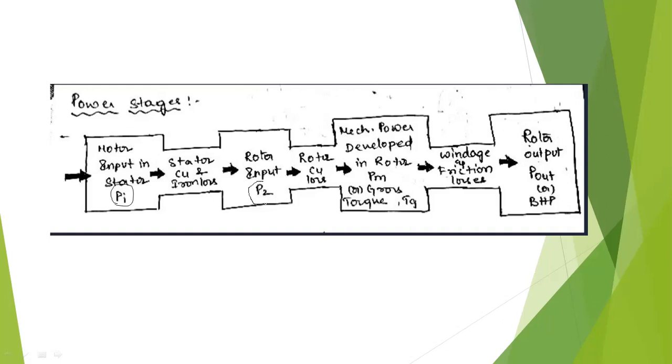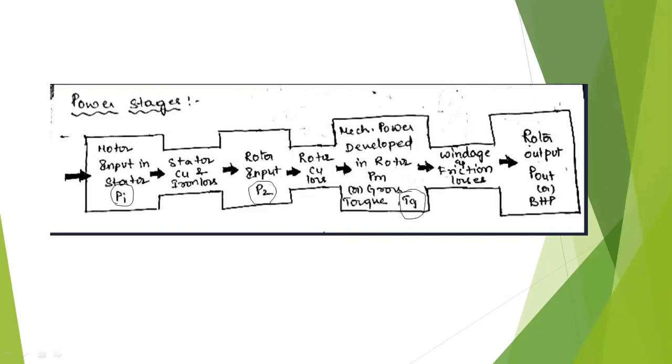It is denoted by P2. Again the rotor has some copper losses, so losses will occur in the rotor. After the input to the rotor, after deleting the copper losses, the power that remains is called the mechanical power developed in the rotor, or gross torque, that is called gross torque TG.